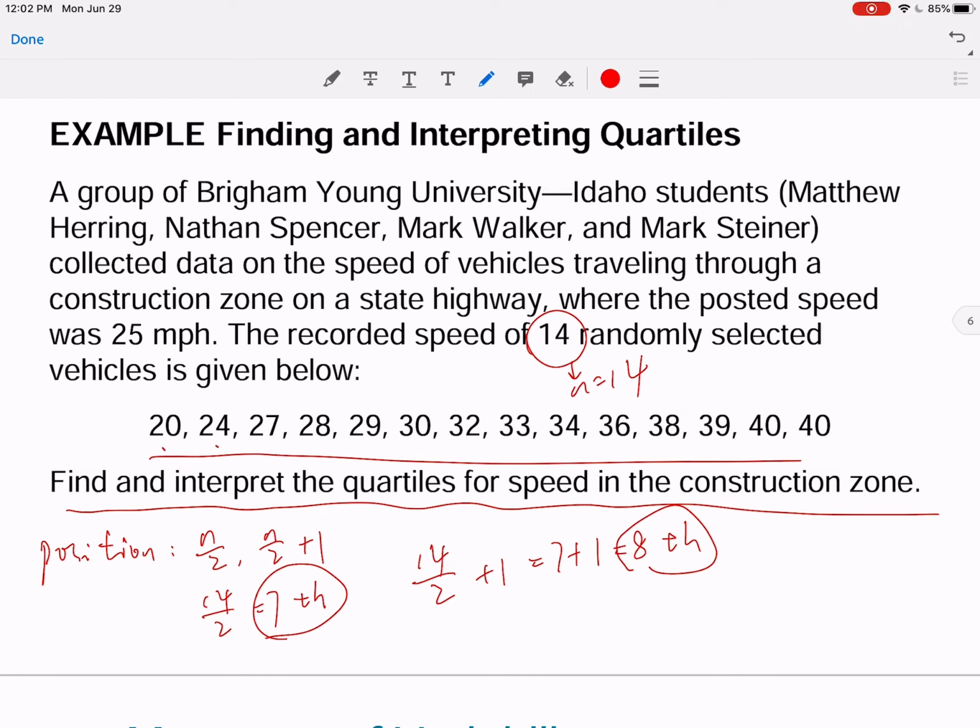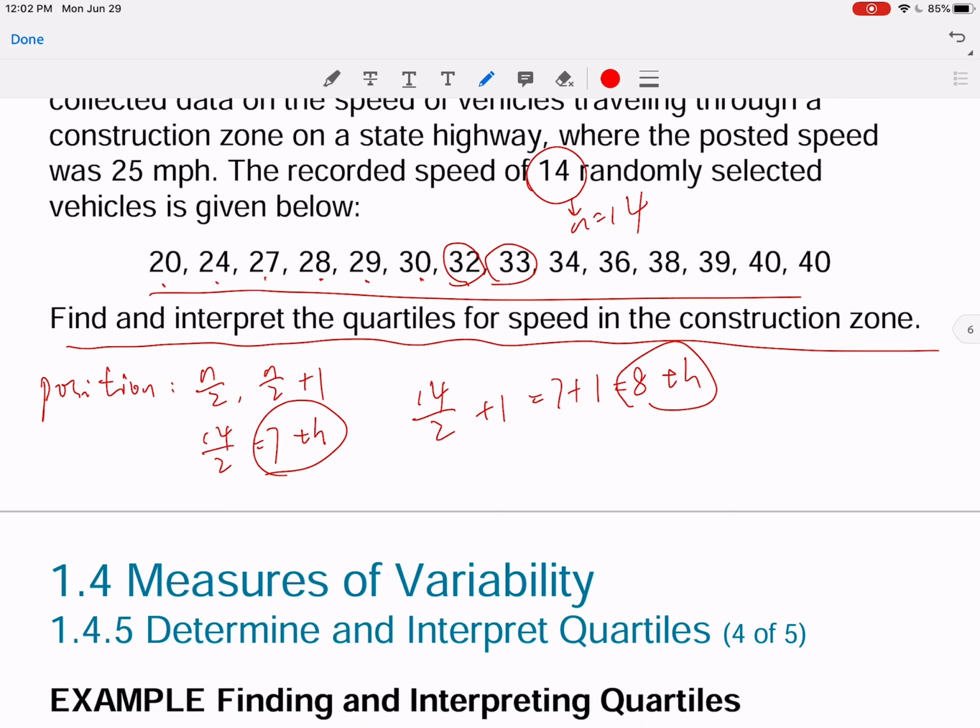So the two middle numbers lie in the 7th and 8th positions. We count 1, 2, 3, 4, 5, 6, 7, and 8. So the median is equal to the average of the two middle numbers, 32 plus 33 divided by 2, which is 32.5. Then, since we want to divide the whole data set into the bottom half and the top half, and we have 14 numbers in total, the first half, or the bottom 50%, would be the first 7 numbers, and the second half would be the second 7 numbers over here.